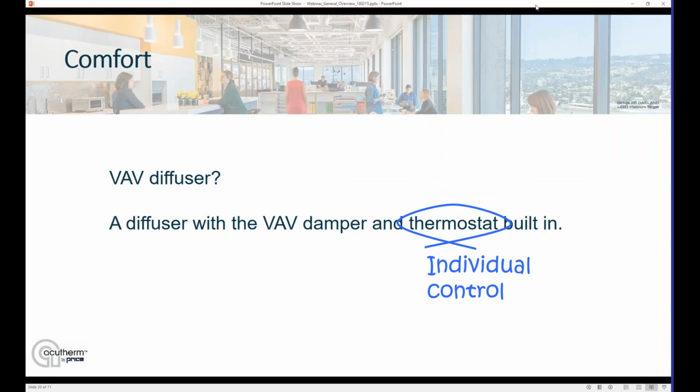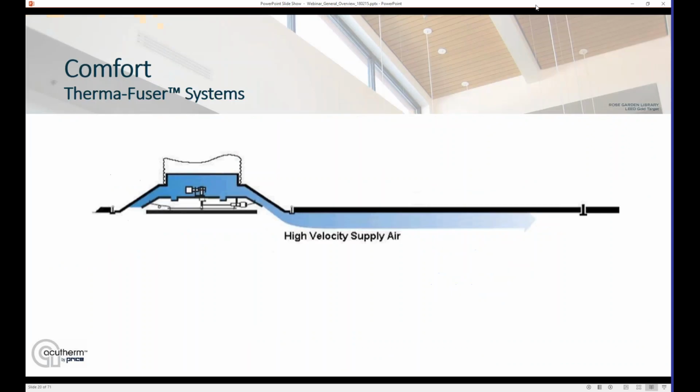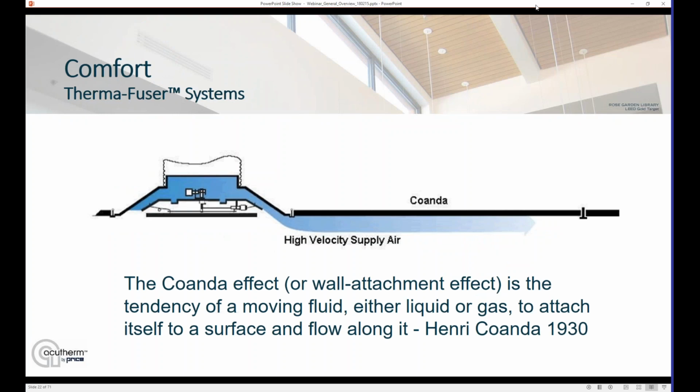Next, let's take a look at the VAV damper location. For all good diffusers, they introduce the air into the room in a high velocity supply, and we're talking about forced air ceiling systems here. The reason that high velocity supply is so important is that, number one, it generates the Coanda forces, which are the way a moving fluid sticks to a surface.